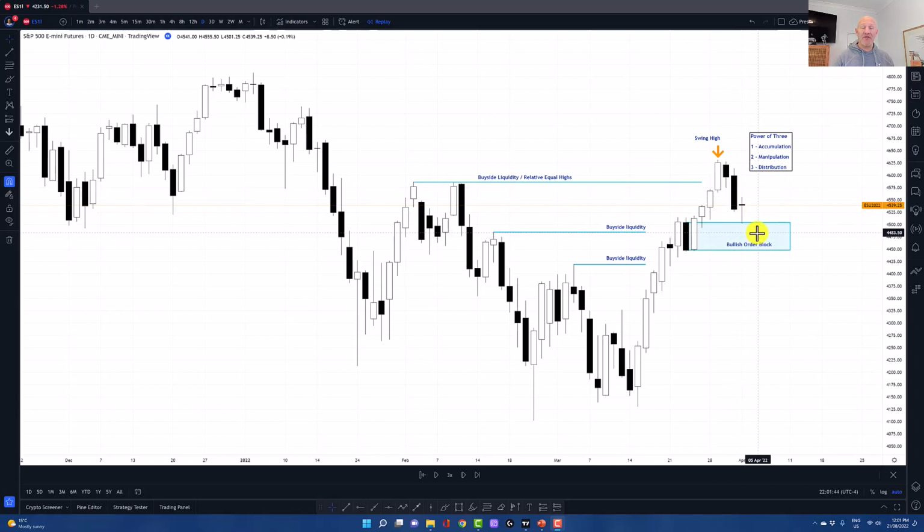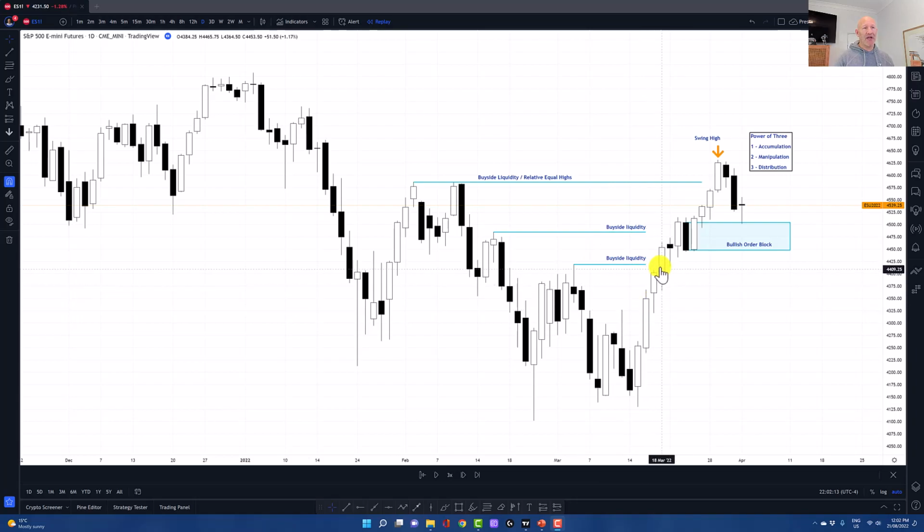One of the things that is always a little bit of a challenge when you start to apply ICT's concepts is, as we've broken into the liquidity here, so in this move here, we've taken out this buy side liquidity. One of the questions is, well, how do we know that that move is going to continue to the upside, or how do we know that that's just going to be a liquidity grab and the market is going to then pull back?